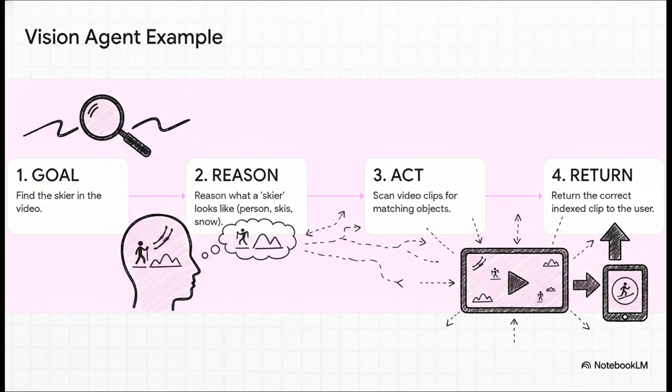This example is so cool because it really shows you how an agent thinks. When a user just types in skier, the agent doesn't just look for that word. No, it reasons about the concept. What makes a skier? Well, it's a person on skis, usually in a snowy environment. Then it acts on that reasoning, scanning the video for objects that fit that description, and then it returns the result. That entire thought process happens completely on its own.